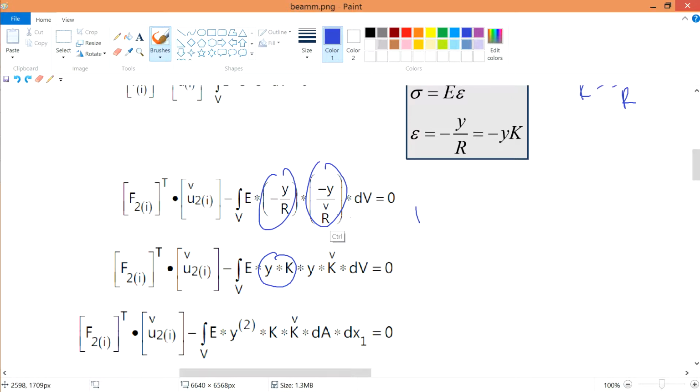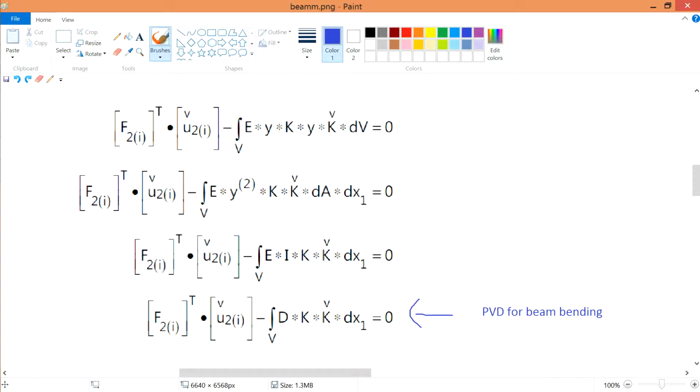So in such a case, it's minus y, as it should be plus y already, because they cancel each other. So y, and then 1 over r virtual is k virtual. We are just simply rearranging stuff already. In terms of this video, we are simply rearranging stuff for you to see. Now dV we can change to dA times your dx1.